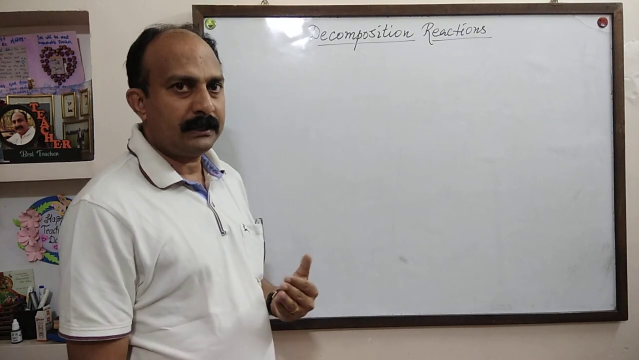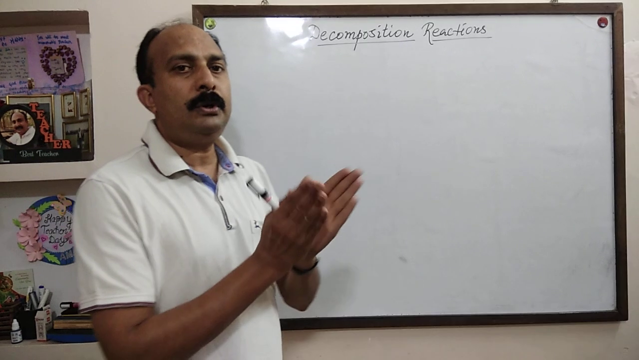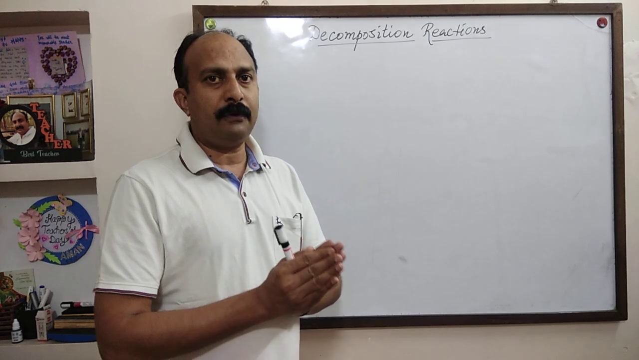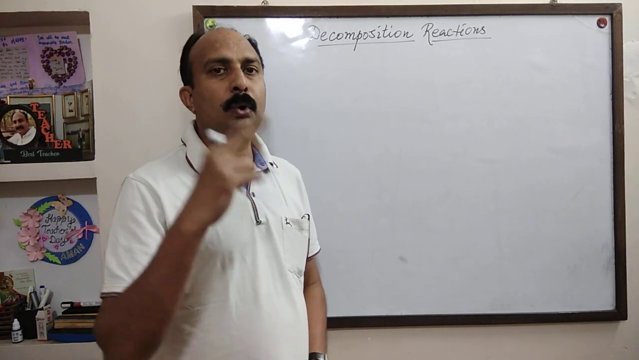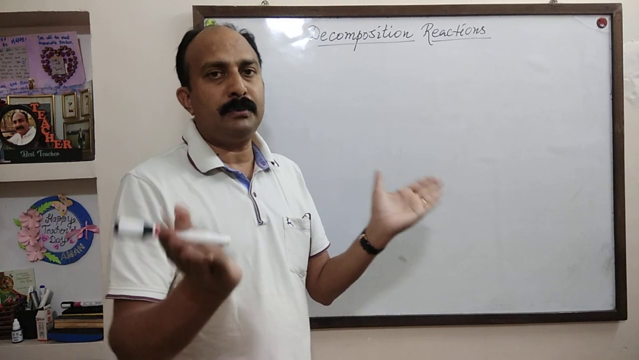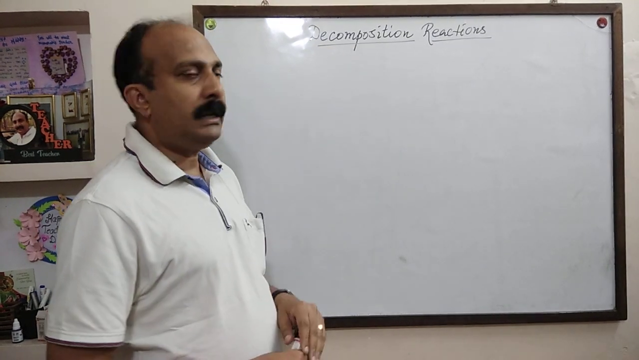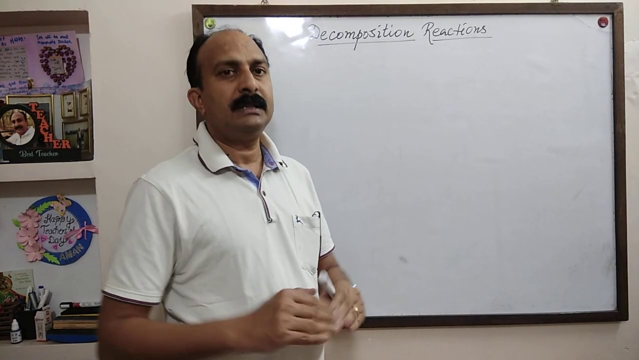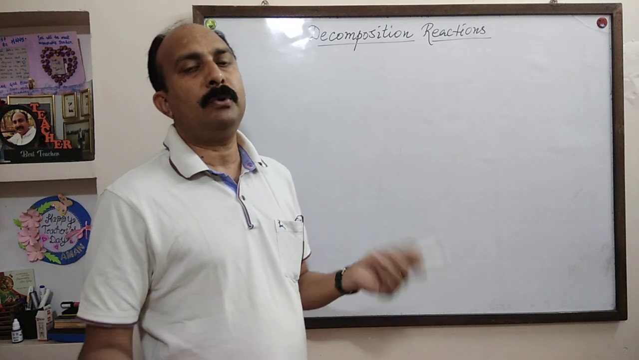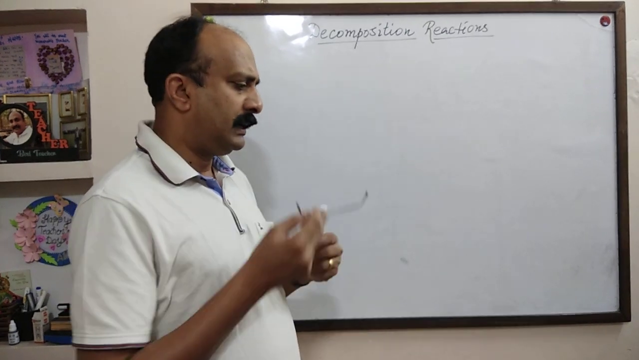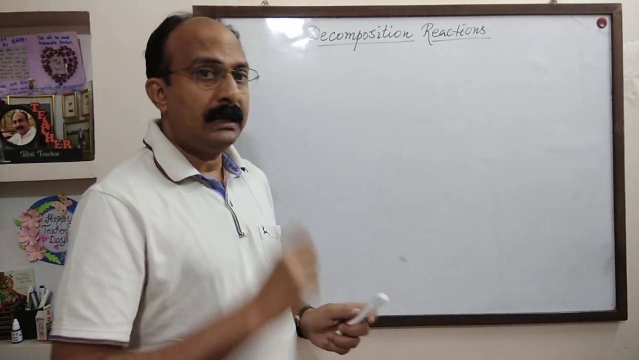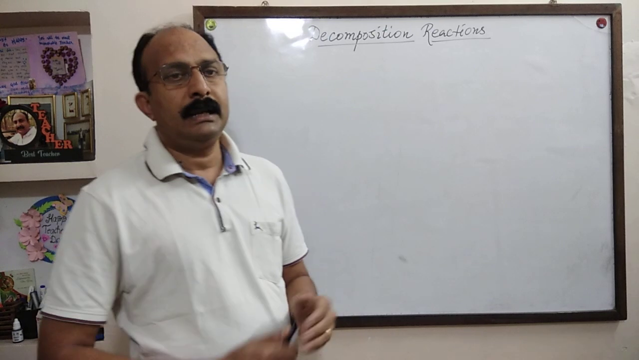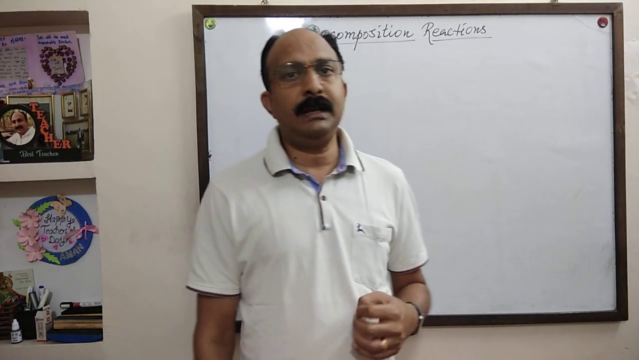As the name suggests, you know the meaning also, to decompose something. So what is decomposition? Splitting up of a single substance into two or more substances is known as decomposition. So decomposition reaction is the reaction in which one substance splits into two or more substances. Several examples are there for decomposition reaction. The examples given in your books are, first one is, take some ferrous sulfate crystal in a test tube.